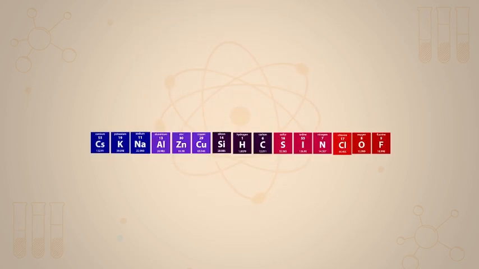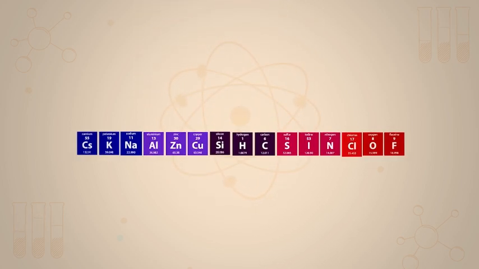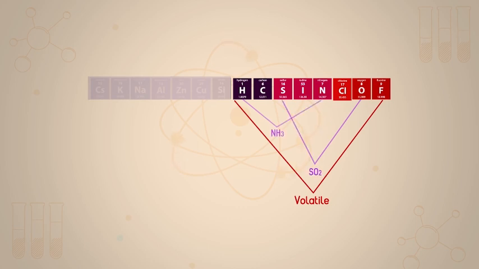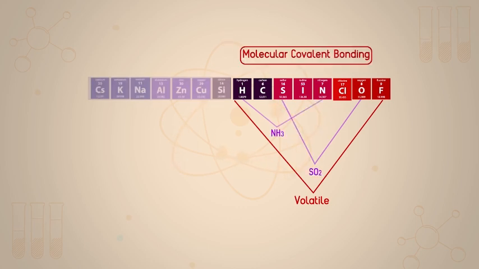The same form of covalent bonding occurs between a pair of non-metallic elements because the outer shells quickly become full. Thus, most compounds between non-metallic elements are volatile. That means that they evaporate easily or are gases. Here are some drawn on our triangle: molecular covalent bonding.